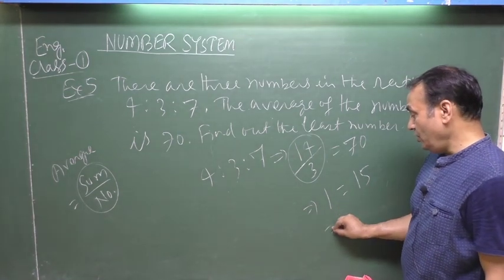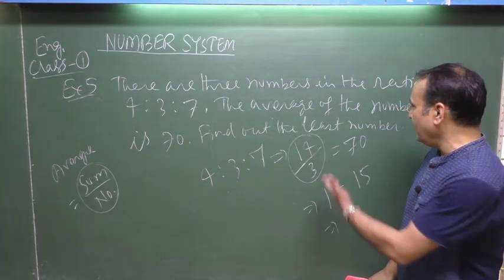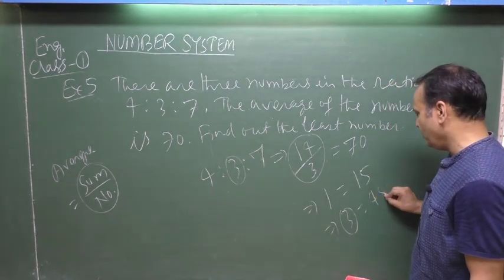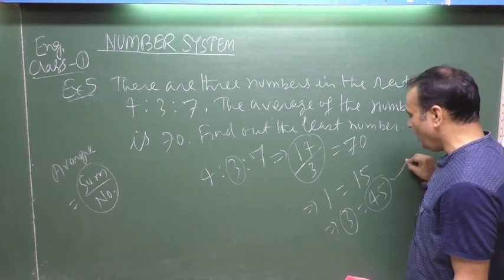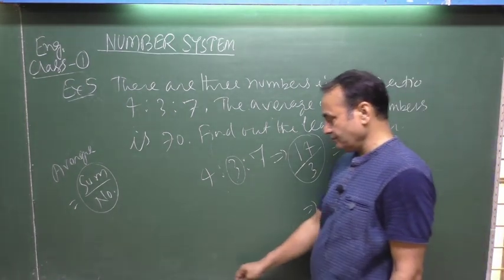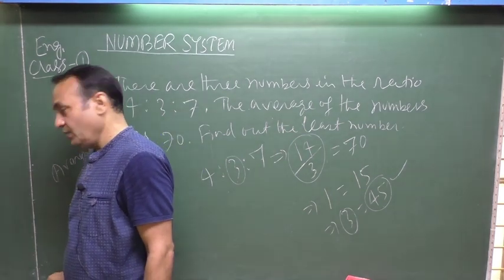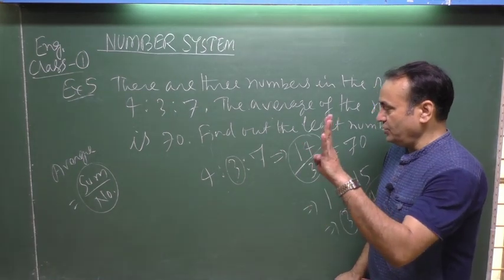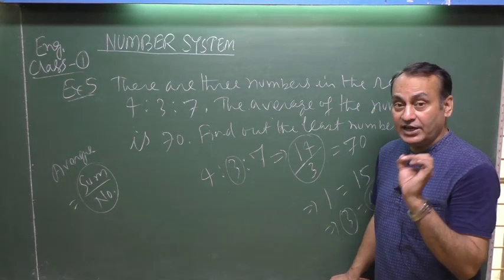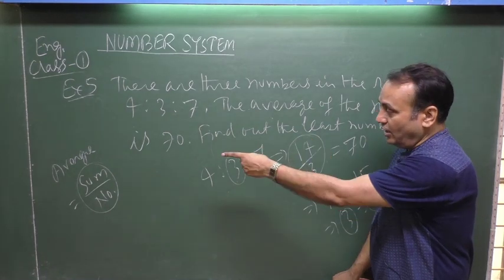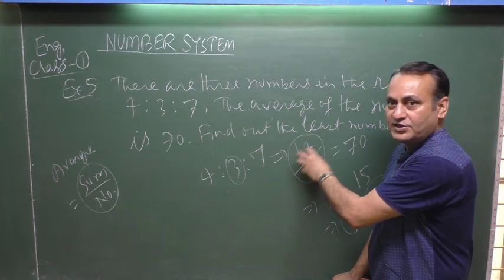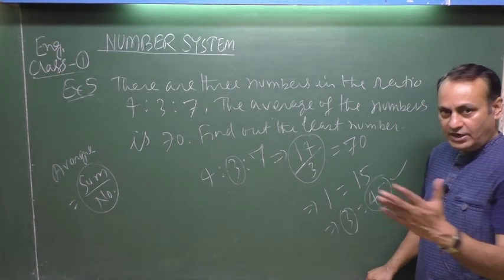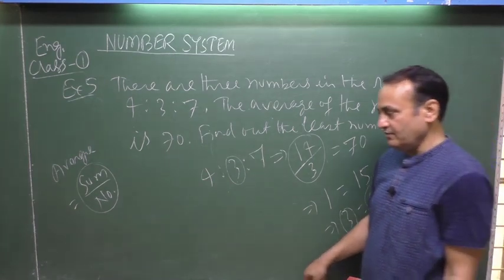See here. If 1 unit is 15, find out the least number. That means 3 units equal 45. This is your final answer. Note down. We have to start according to the question's language. The question said 3 numbers are in the ratio 4, 3, 7 and the average. That means you added, then divided by the number of numbers, you got the average. Average equals average. 1 unit found out as 15, then 3 units demanded. 3 units equal 45.